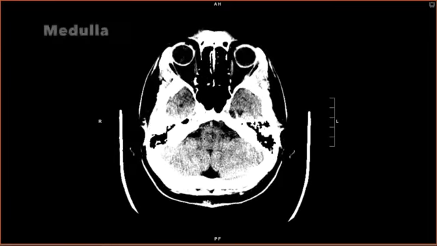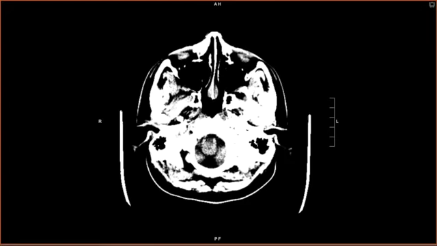More inferiorly, we have the medulla and then the spinal cord. This here is foramen magnum. Notice that there's CSF surrounding the spinal cord here and that the cerebellar tonsils don't crowd this area on a normal CT scan. That'll be key.